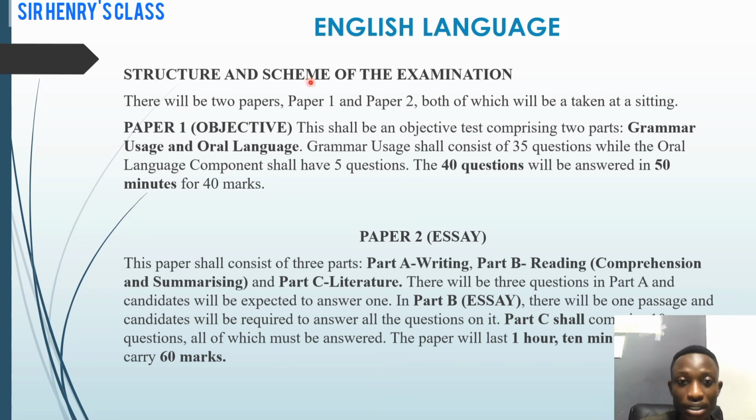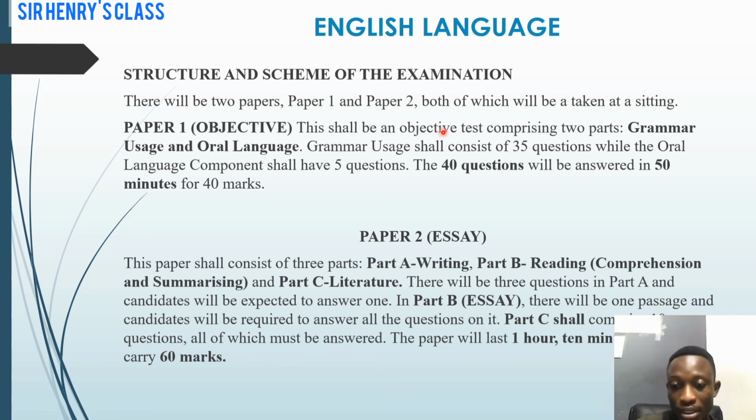So the structure and scheme of the exams. The exams will be written in two papers, paper 1 and paper 2, both of which will be taken at a sitting. Paper 2 will be taken first, and then you can take paper 1, which is the objectives. Paper 1, the objective, comprises a test of 2 parts.